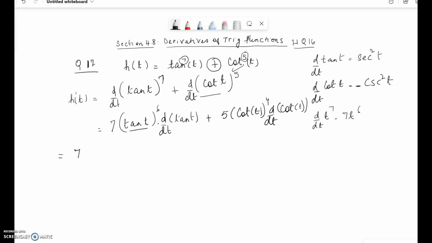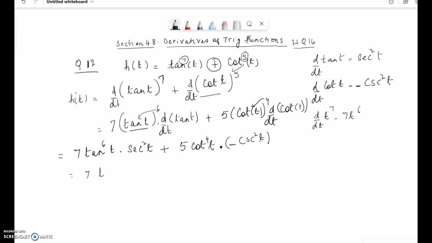So this is equal to 7 tangent of t to the power of 6. Same thing. That can be written here. d by dt of tangent of t is secant squared of t, plus 5 cotangent to the power of 4 t. d by dt of cotangent of t is negative. Put the parentheses so you don't confuse this for subtraction. It's really times negative cosecant squared of t.